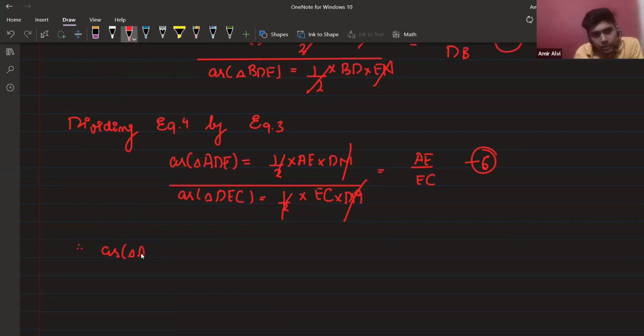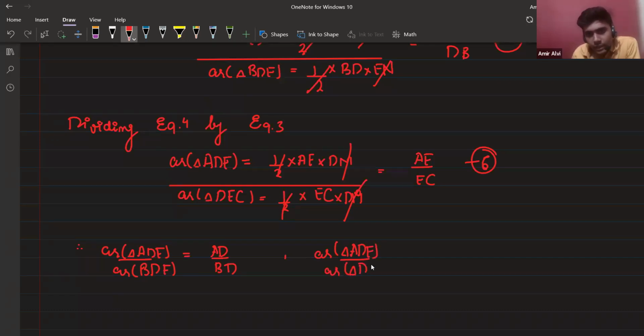Area ADE divided by area BDE is equals to AD by DB or BD, you can say. And the next thing is the area ADE upon area triangle DEC is equals to AE upon AC. Yes or no, Adil? Yes.